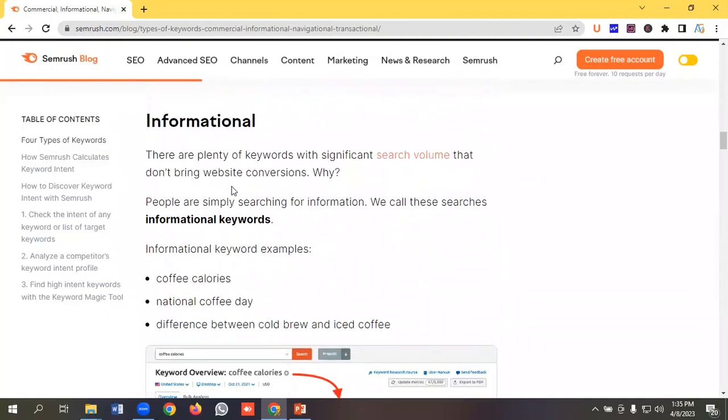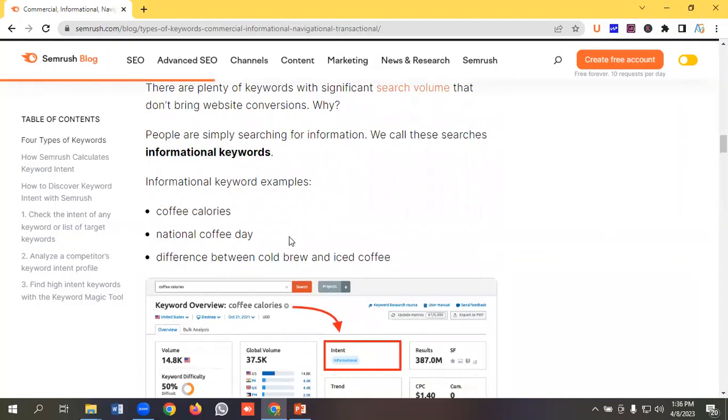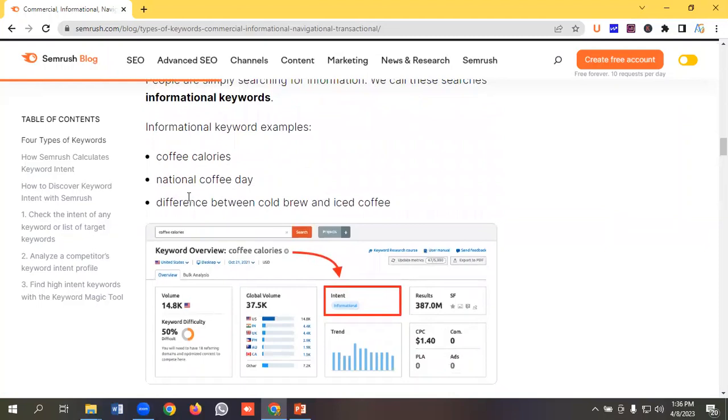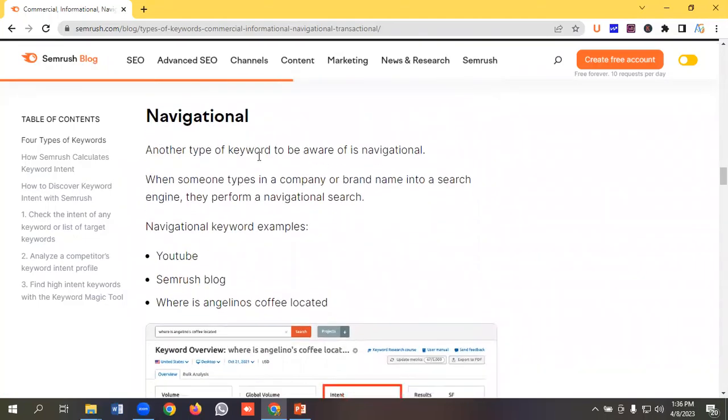The first one is informational. There are plenty of keywords with significant search volume that don't bring website conversions. Why? People are simply searching for information. We call these searches informational keywords. Here we can see some examples of informational keywords, like coffee calories, National Coffee Day, and difference between cold brew and iced coffee.